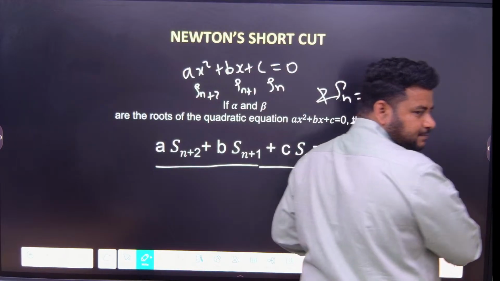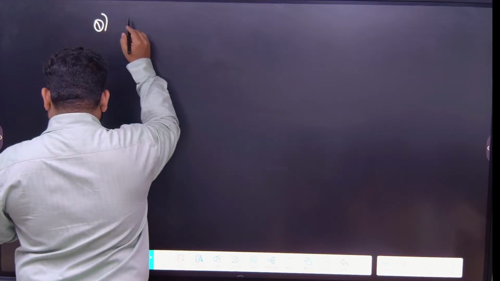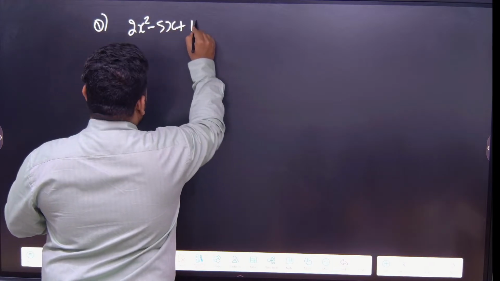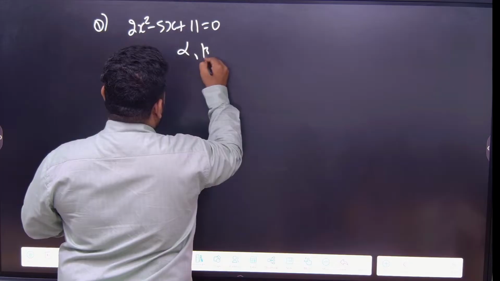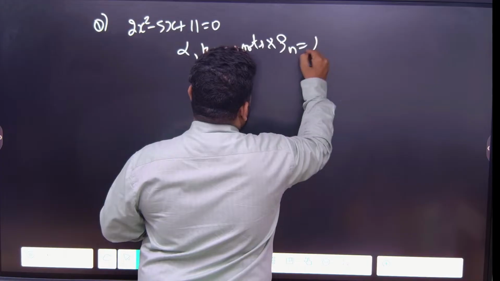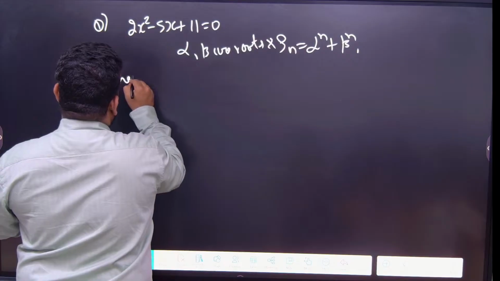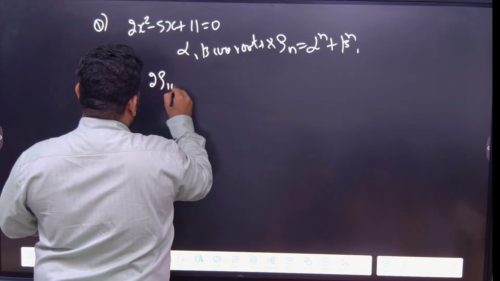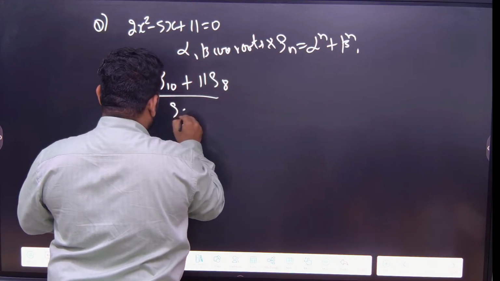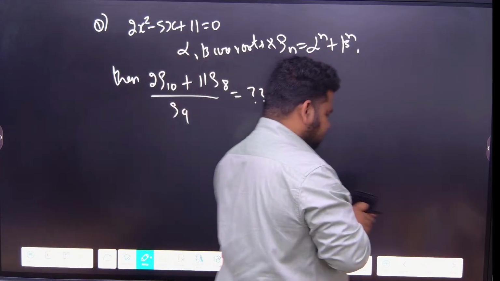Done. So let us take an example for this. They have given 2x square minus 5x plus 11 is equal to 0, where alpha beta are roots, and Sn is equal to alpha to the power of n plus beta to the power of n. Then they are asking you to find 2S10 plus 11S8 by S9, is equal to what?